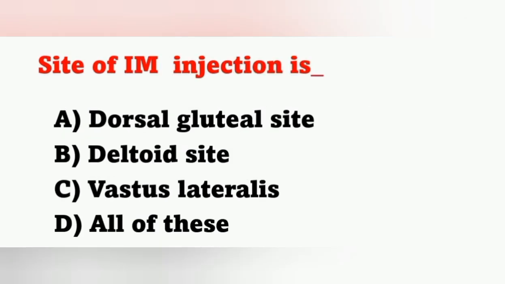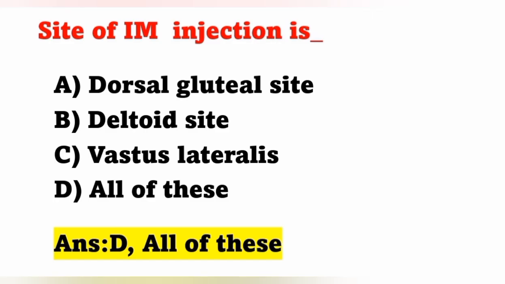The next question: site of IM injection is? Option A, dorsal gluteal site. Option B, deltoid site. Option C, vastus lateralis. Option D, all of this. The correct answer is all of this. Dorsogluteal site, ventrogluteal site, deltoid site, vastus lateralis, all are sites of IM injection. Option D is the correct answer. Move on to the next question.